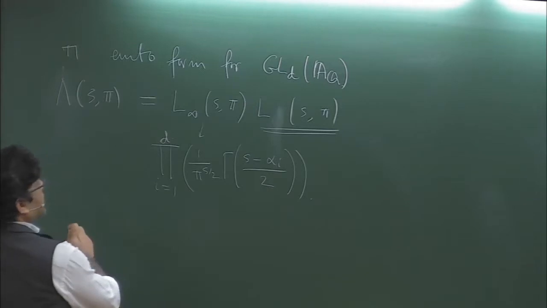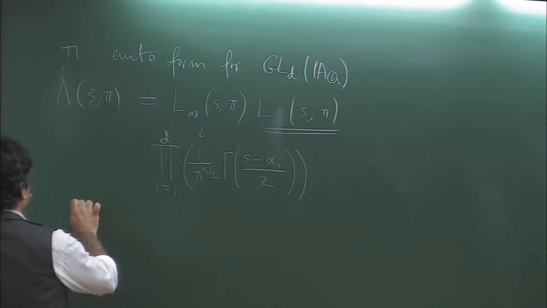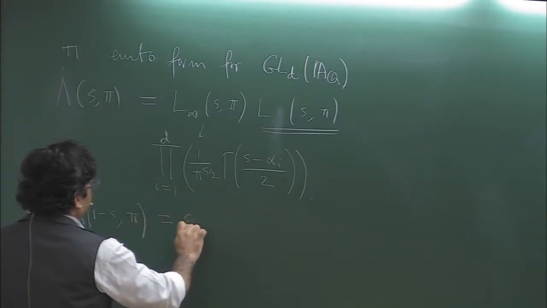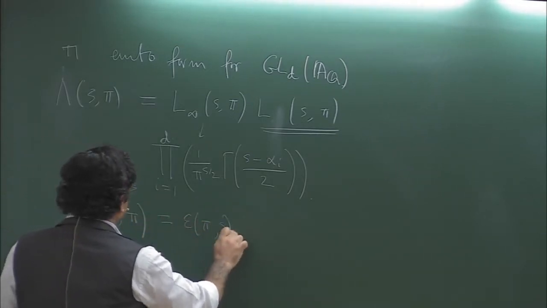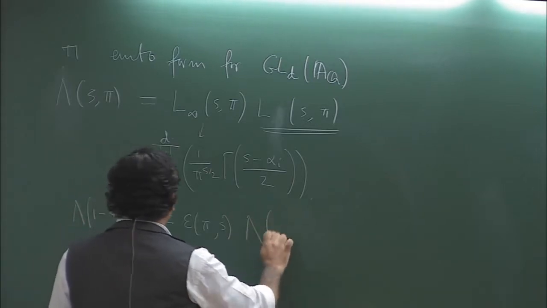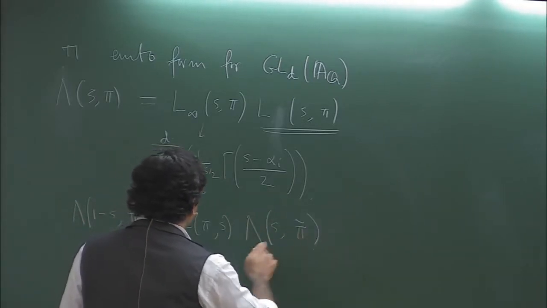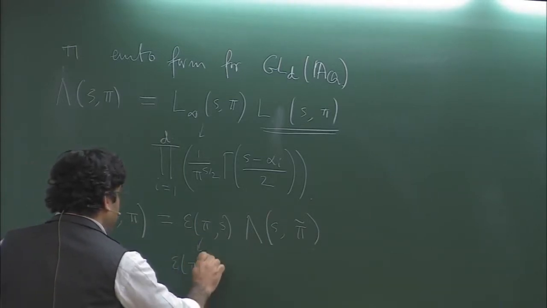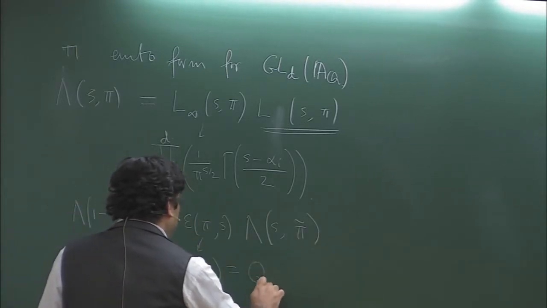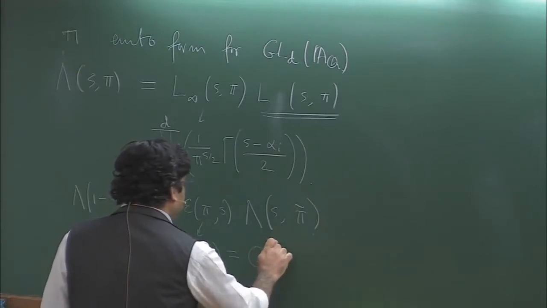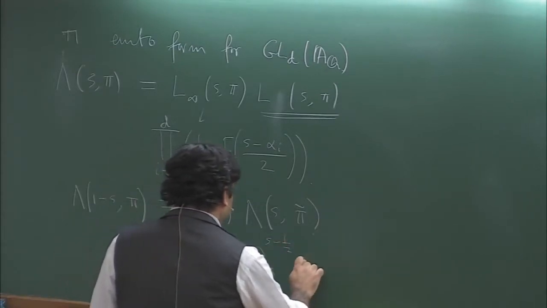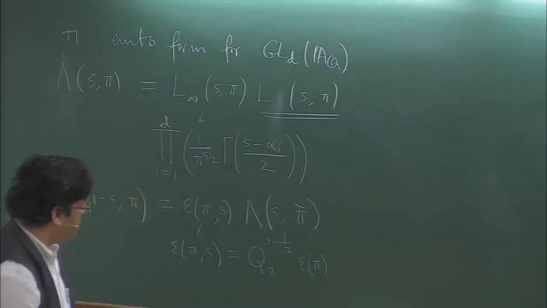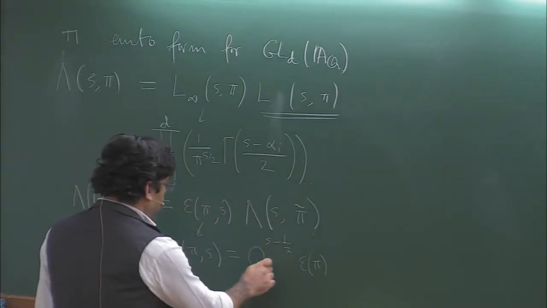And we know that it satisfies a functional equation. Lambda of (1 minus s, pi) equals an epsilon factor, epsilon(pi, s), times lambda(s, pi tilde), where pi tilde is the contragredient representation. This epsilon(pi, s) can be written as q_pi to the power (s minus 1/2) times epsilon_pi, where epsilon_pi doesn't depend on s anymore. So this q_pi is going to be an integer.